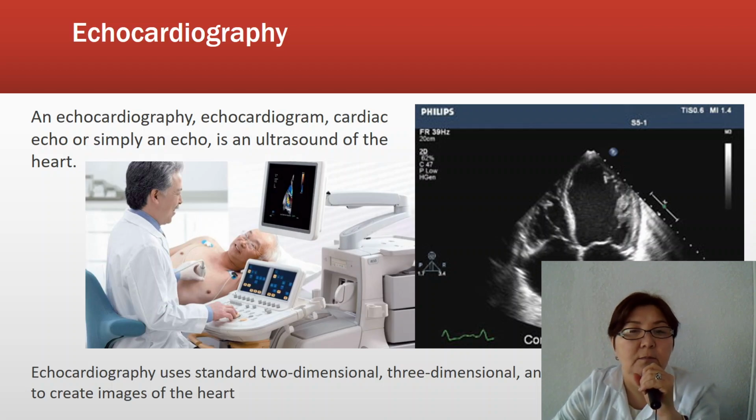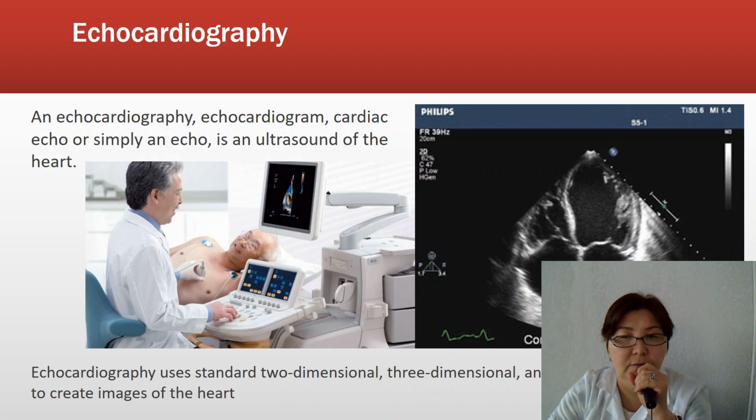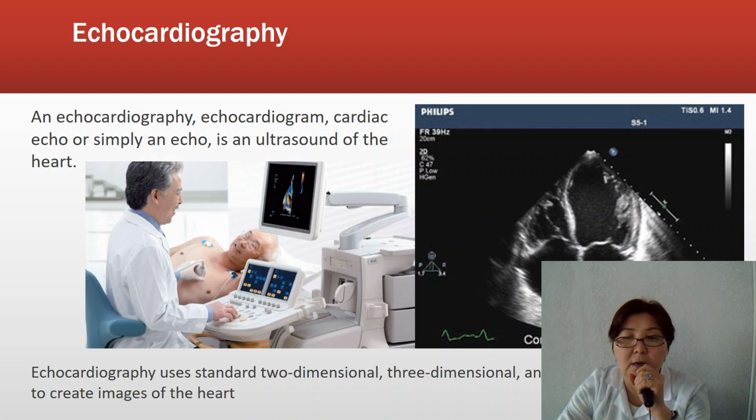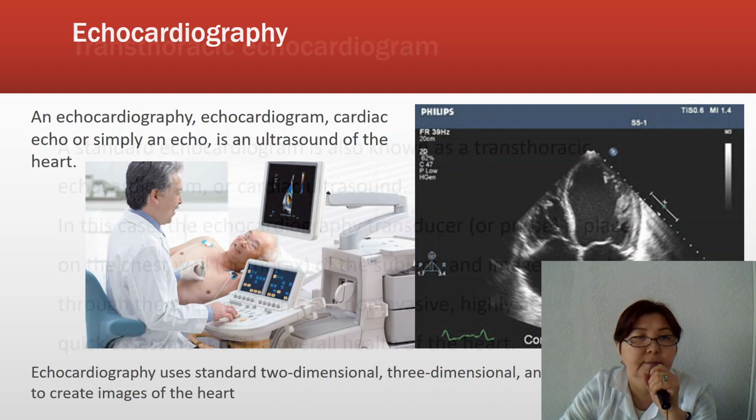And next instrumental method of the heart is echocardiography. An echocardiogram, cardiac echo, or simply an echo is an ultrasound of the heart. Echocardiography uses standard two-dimensional, three-dimensional, or Doppler ultrasound to create images of the heart.